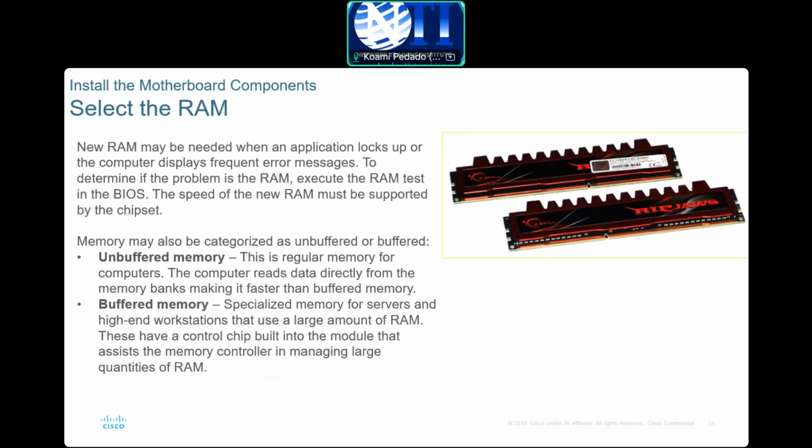The socket here is for the memory. We have the desktop memory you see in here, called RAM. We have unbuffered RAM and buffered RAM. Unbuffered RAM is the regular memory for computers. The computer reads data directly from the memory bank, which makes it faster than buffered memory. But buffered memory is special memory for servers and high-end gaming computers. For those, you have to have a lot of memory inside.